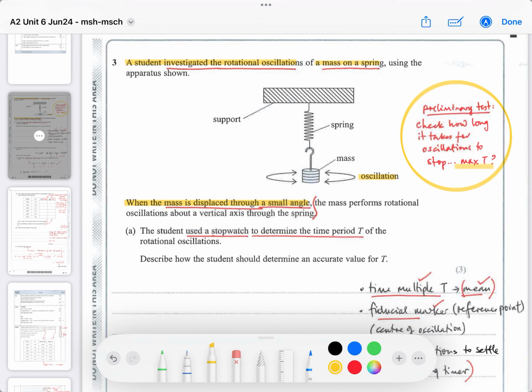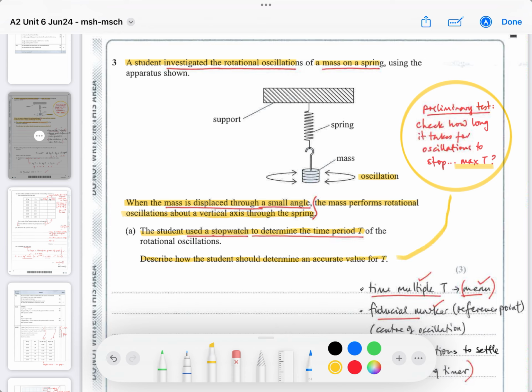You always want to do things gently when you're talking about oscillations. The mass performs rotational oscillations about a vertical axis through the spring, as shown in the diagram. The student uses a stopwatch to determine the time period. The stopwatch resolution would probably be 0.01 seconds. Describe how the student should determine an accurate value for T.